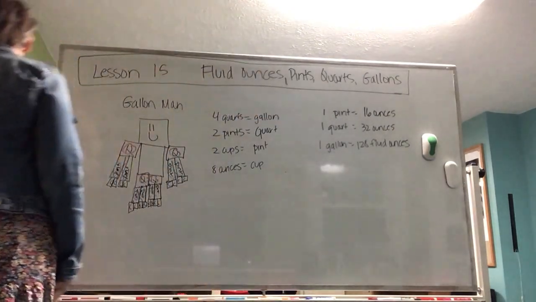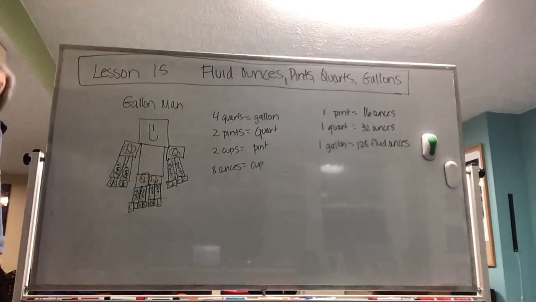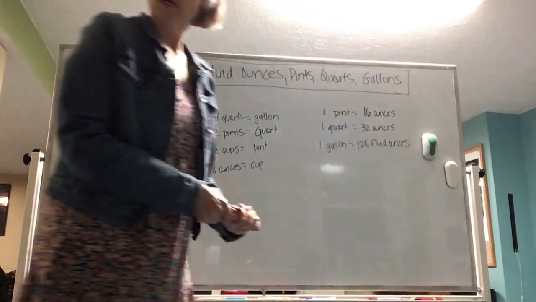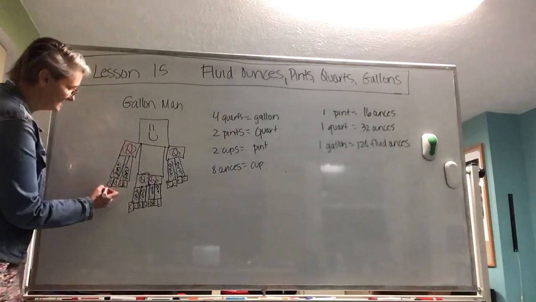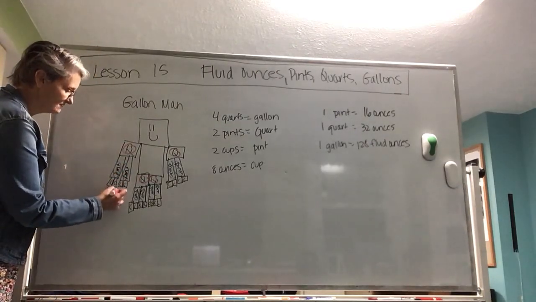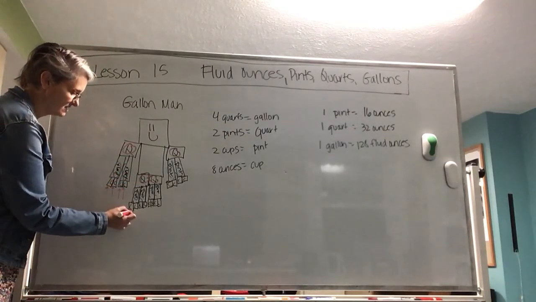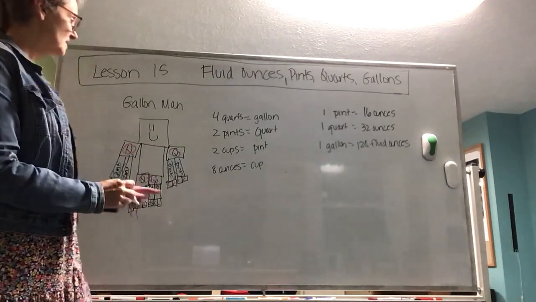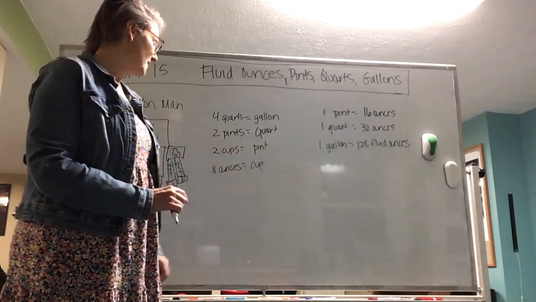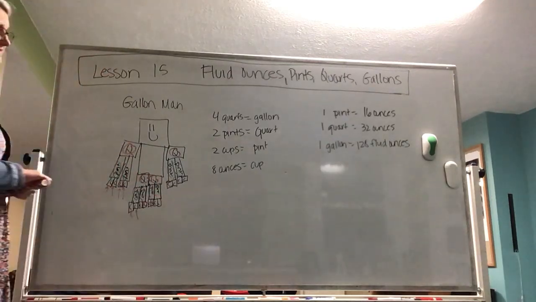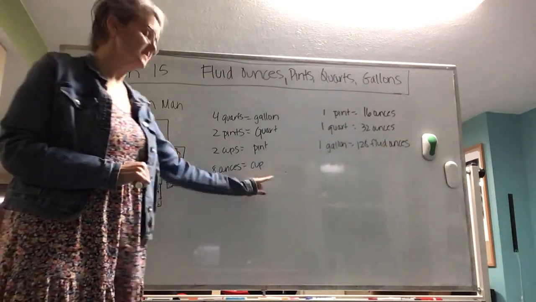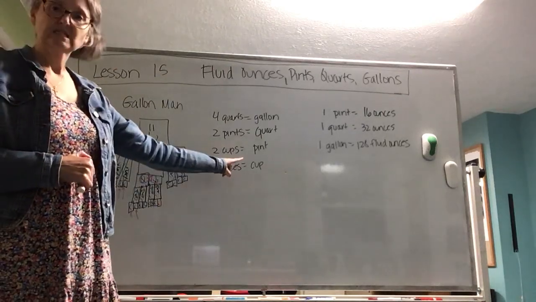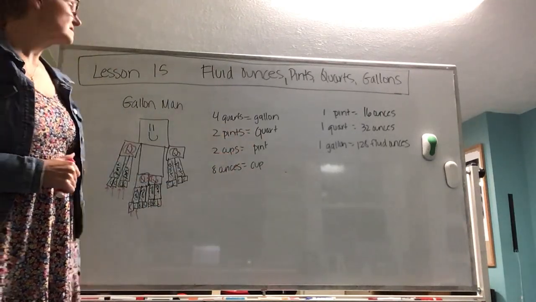I'm not sure where my green marker went. We'll go with pink. Each pint has 2 cups in it, and you can see that on the Gallon Man you have in front of you. It's a whole lot neater than what I drew on the board. So 2 cups equals a pint. You should also know at this point that 8 ounces equals a cup, and that's really helpful when you're baking, to be able to switch between these different measurements.